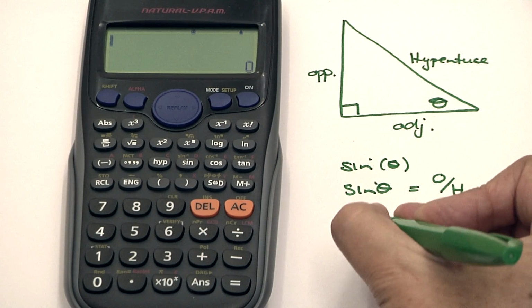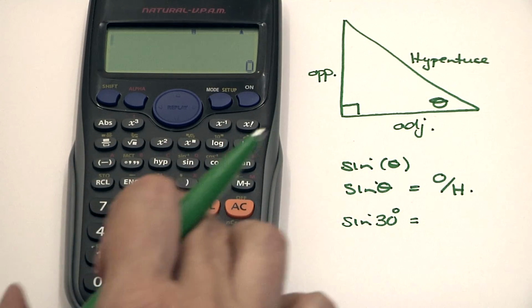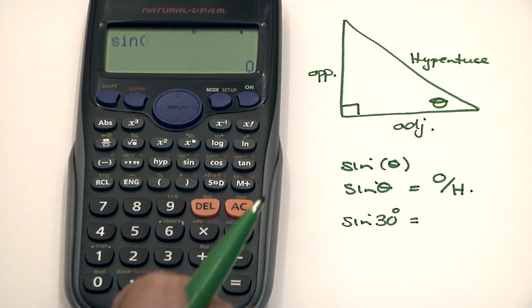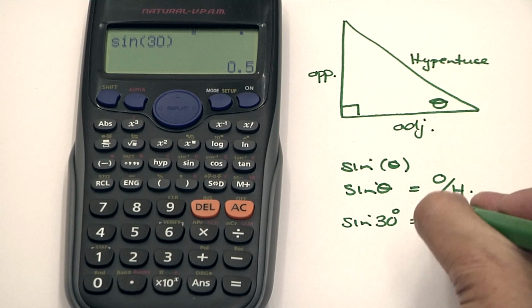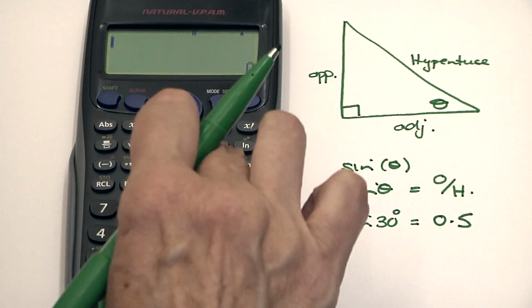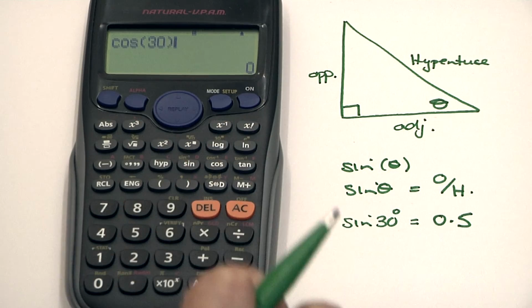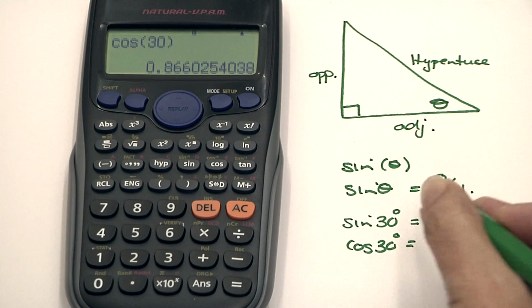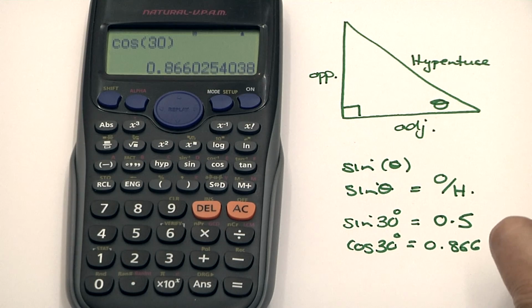Suppose we want to calculate sine of 30 degrees. Okay, we just press sine, see the sine button here? We press sine and then we put 30, close the brackets and press equals, and we get 0.5. If we want cos, okay, here's cos, we press cos 30, close the brackets, press equals, and cos of 30 degrees is equal to 0.866, etc., which is root 3 on 2.